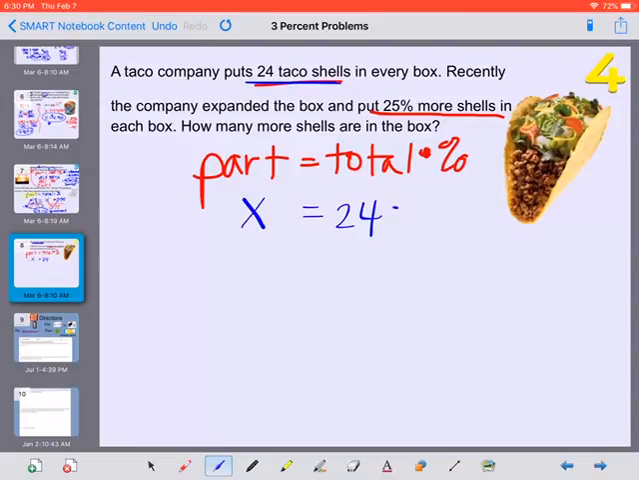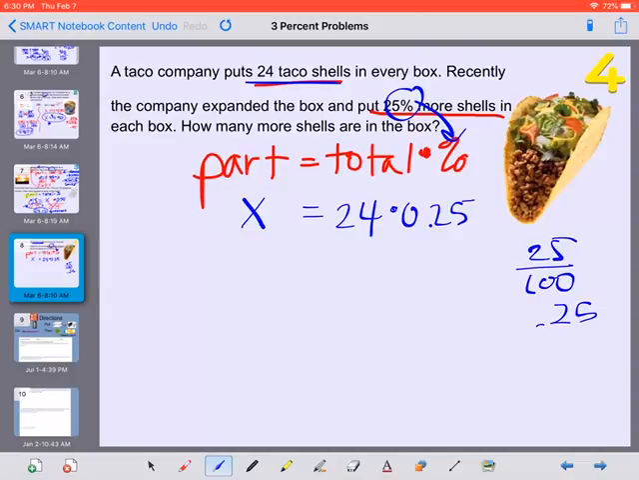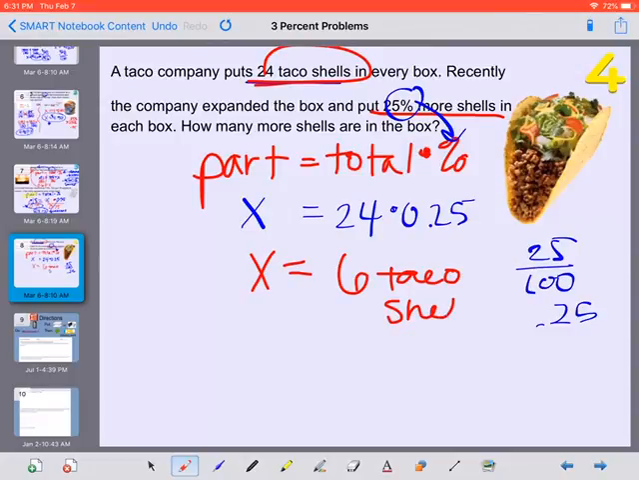So we don't know the part, but we do know the percent as a decimal. 25% out of 100% is 0.25. So if we multiply that, 24 times 0.25, we get a nice 6. So what are we talking about? We're talking about 6 taco shells. So it says how many more shells are in the box? Well, there's 6 more taco shells in the box.